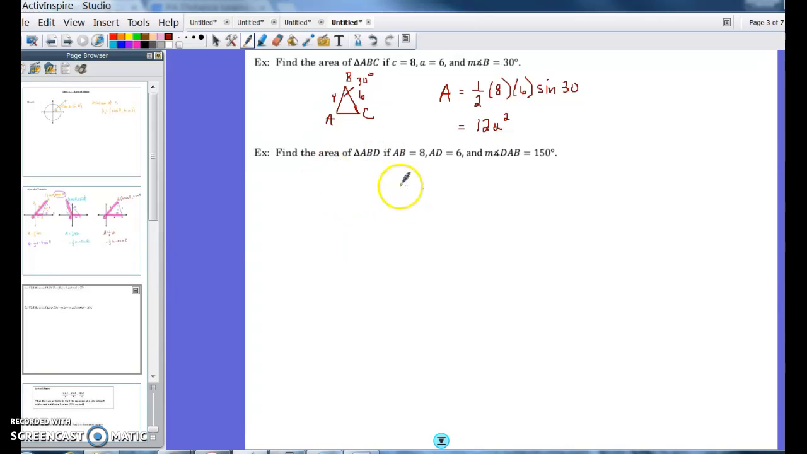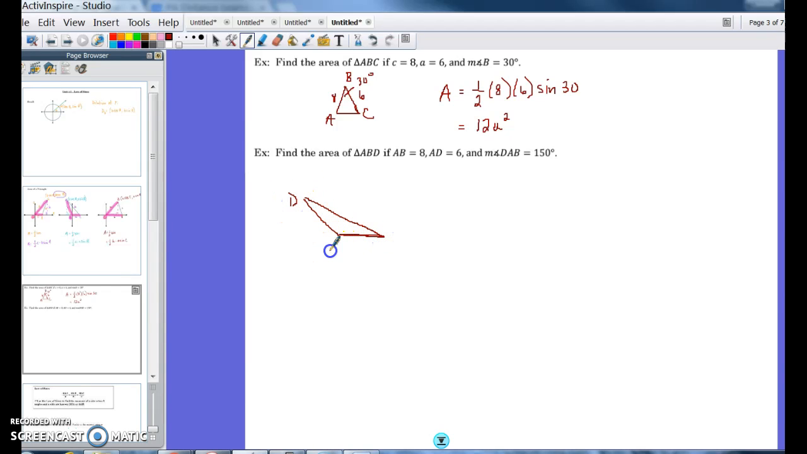Same idea with this one. I've got the area of triangle ABD, and I clearly didn't draw it to scale, but it's just a visual to help you see that you have two sides and the angle between them. Let me redraw that triangle, because I do want to make a point here. If you look at the measurements they give you, they're telling you that angle DAB is obtuse. And again, it doesn't really matter if you draw it correctly. I just want to show you what's going on here.